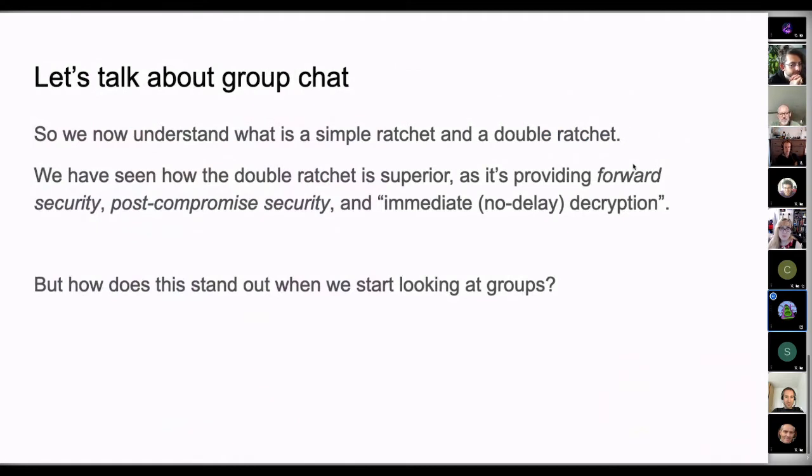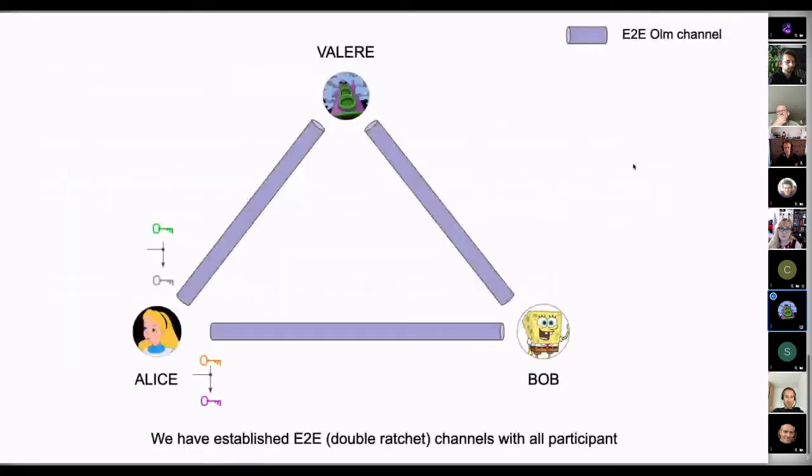Let's talk about group chat. So we understand now what is a simple ratchet, what is a double ratchet. We see that the double ratchet is superior because it can regenerate itself. But how does it work when we start looking at groups? Let's look at this setup. In this setup, we have 3 persons. We have established an E2E double ratchet channel between each of us.